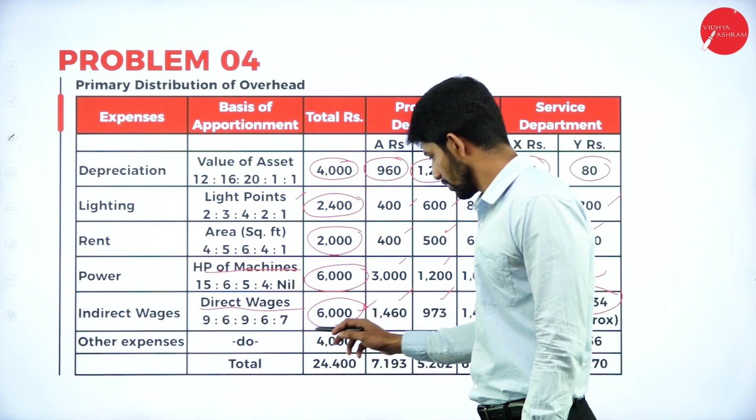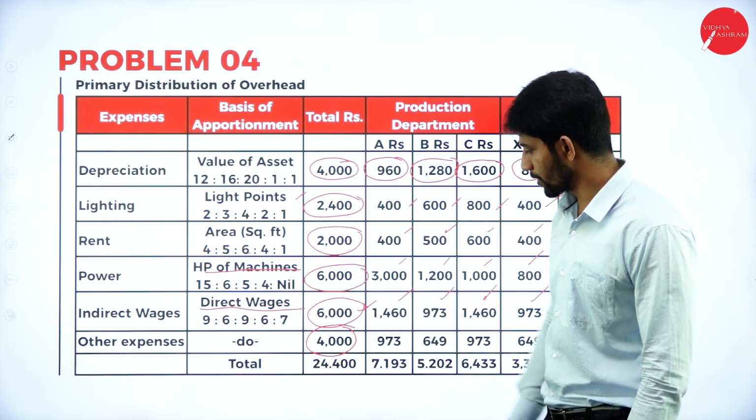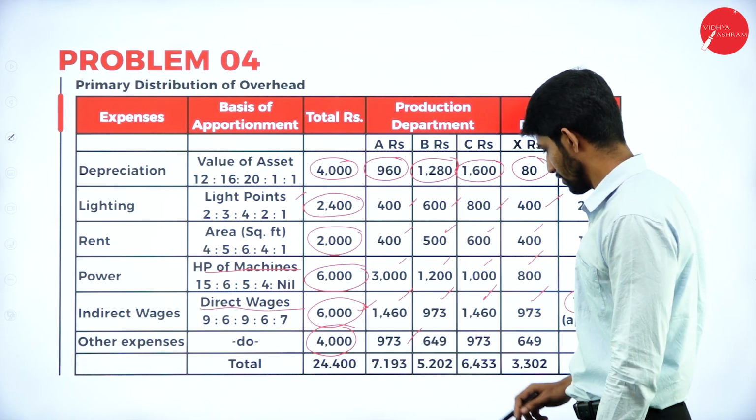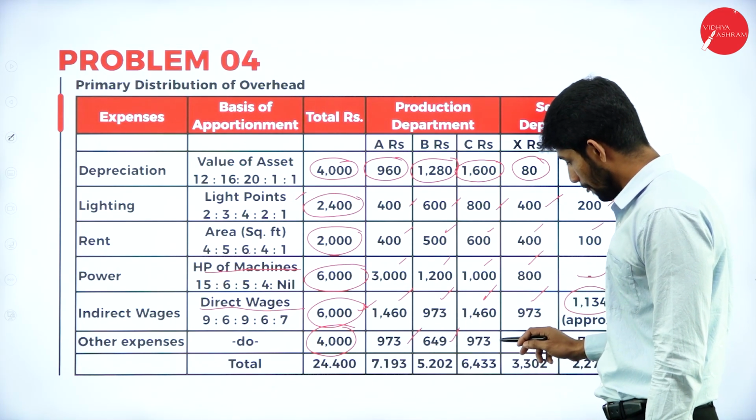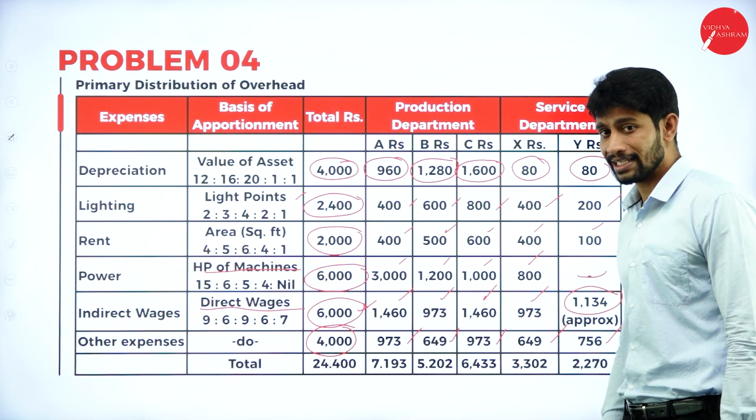Next, other expenses. Other expenses were also supposed to be distributed based upon the direct wages ratio. So if you distribute based on the direct wages ratio for other expenses also, you will get 973, 649, 973, 649 and 756.